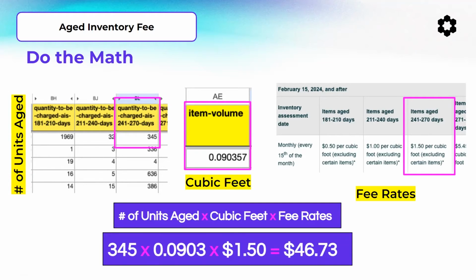Let's say that when you get the information, and as you calculated here, based on the amount of units you have, the cubic or the volume and the rate, they charge you this, let's say $46.73 every 15th of the month, every month going forward. So this stacks up every single month. It's not like they charge it just one time. Yeah, that's correct.